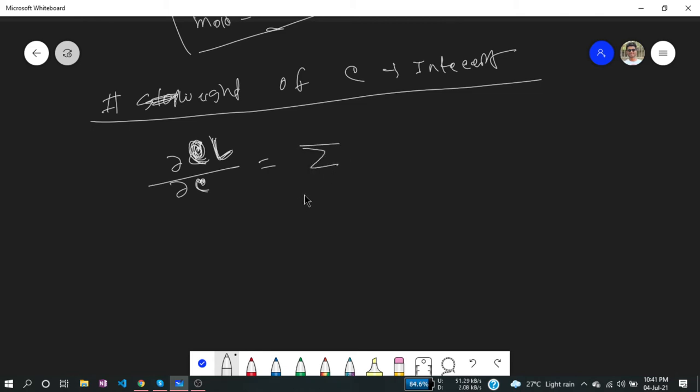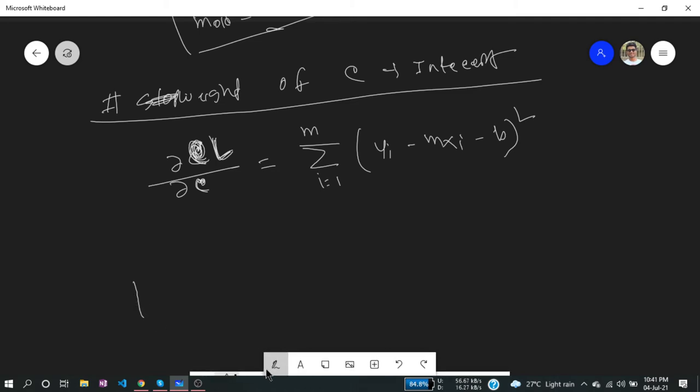what is my cost function? Summation of i equals 1 to m, (yi minus (mxi plus c)) square, right? Mxi plus c, yeah? Plus, oh yeah, I missed out. Sorry, plus.